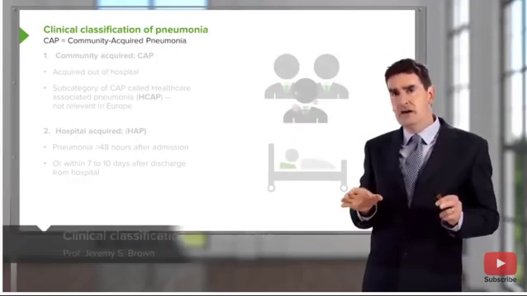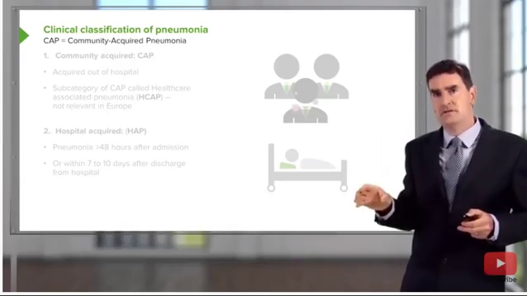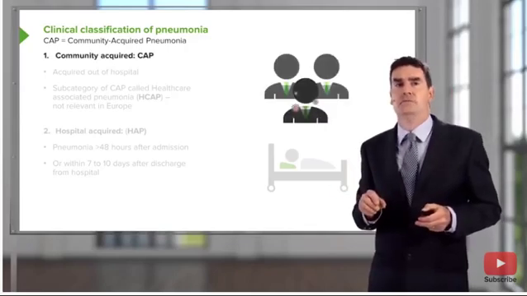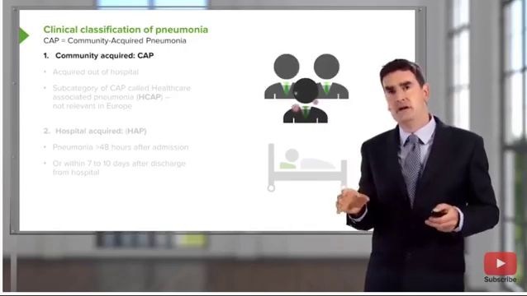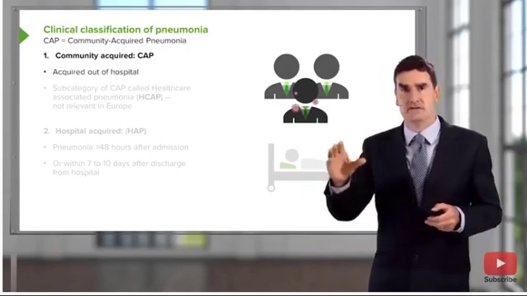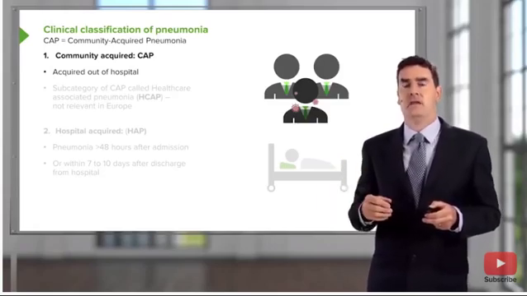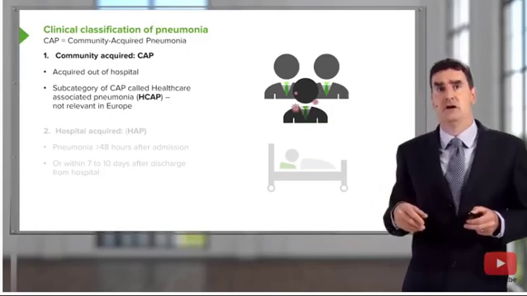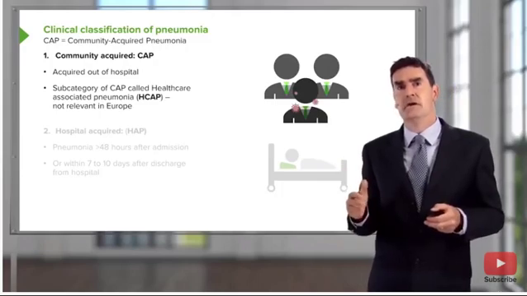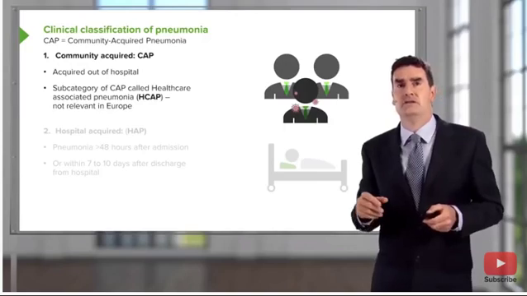So, pneumonia is classified into different types. And the first and the most important, and the subject of most of this talk today, is community-acquired pneumonia. And that is what it says in its name. It's a pneumonia that is acquired when you're living at home and not in hospital or anything else. So it's the normal standard pneumonia that you pick up in your everyday life. There's a subcategory of community-acquired pneumonia called healthcare-associated pneumonia, which has been defined recently in America, but probably is not relevant in Europe. And I'm not going to discuss that in any more detail today.